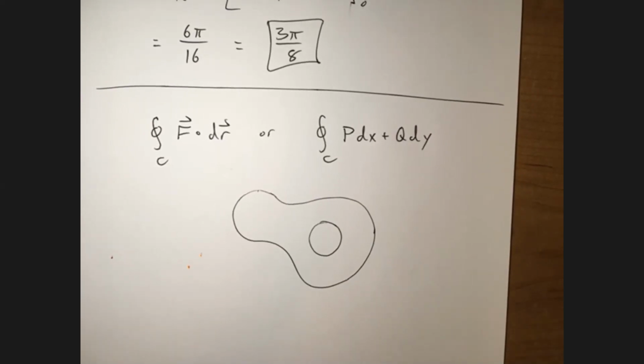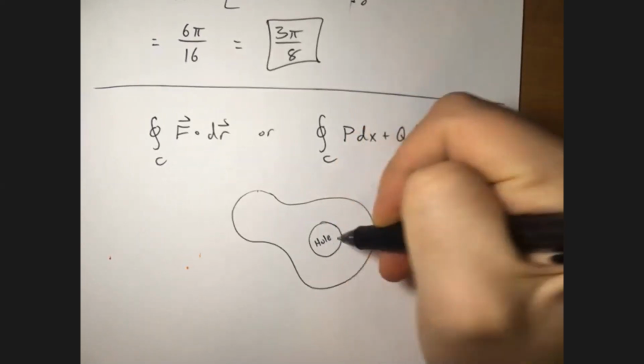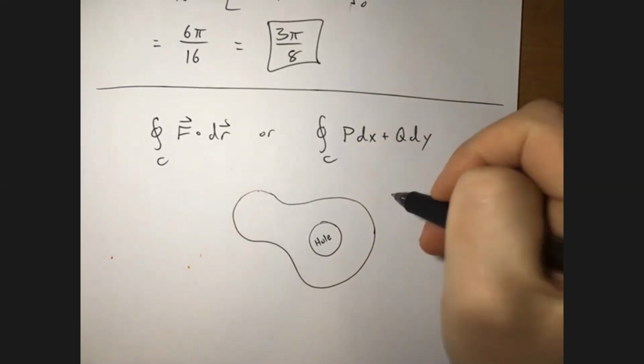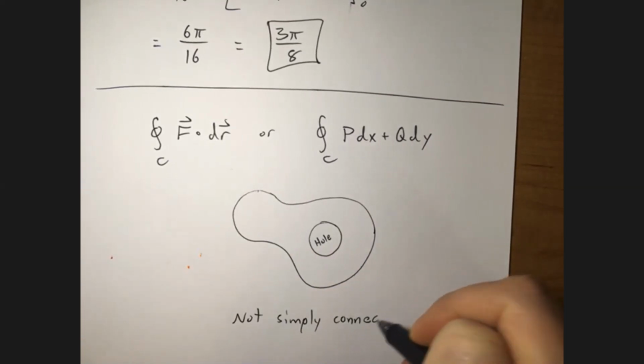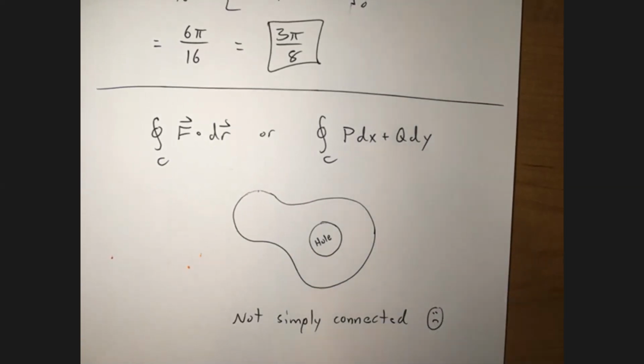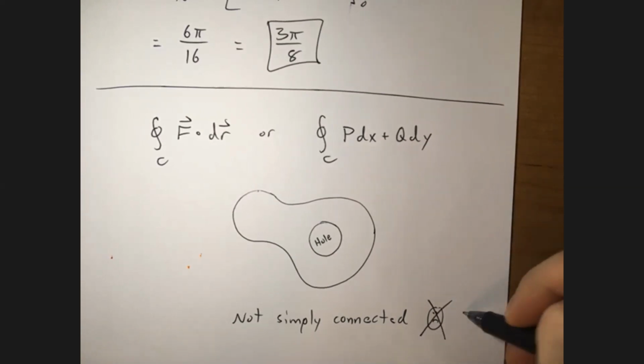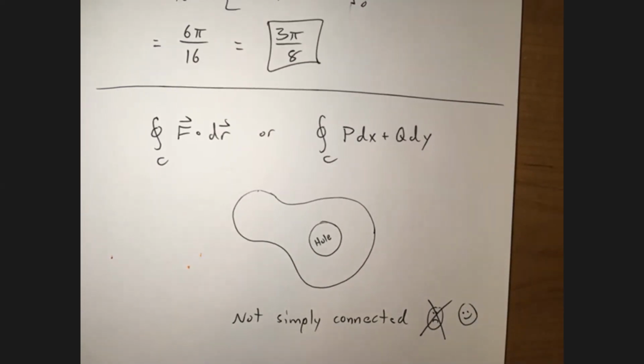Now, Green's theorem doesn't apply to such a region, because this is not simply connected. It has a hole. So are we doomed here? Well, no, because we can actually split this into two different regions that are simply connected. So no need to frown here. We can fix this.